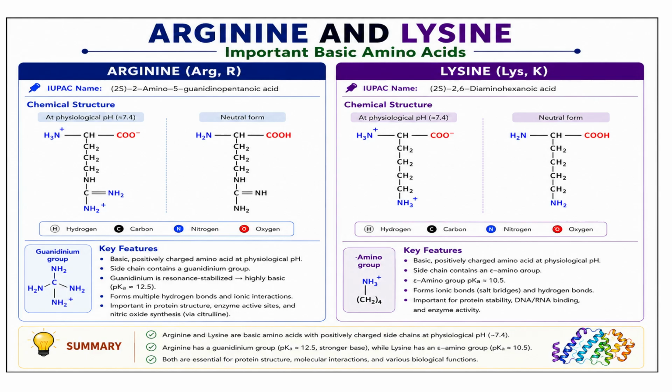At physiological pH, about 7.4, both amino acids have a zwitterionic alpha amino acid backbone with NH3+ and COO- groups, while their basic side chains are predominantly positively charged. Key distinction: arginine has a guanidinium group, whereas lysine has an epsilon amino group.